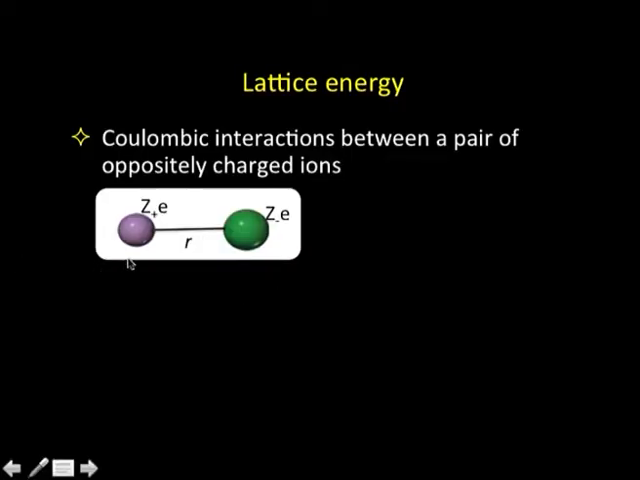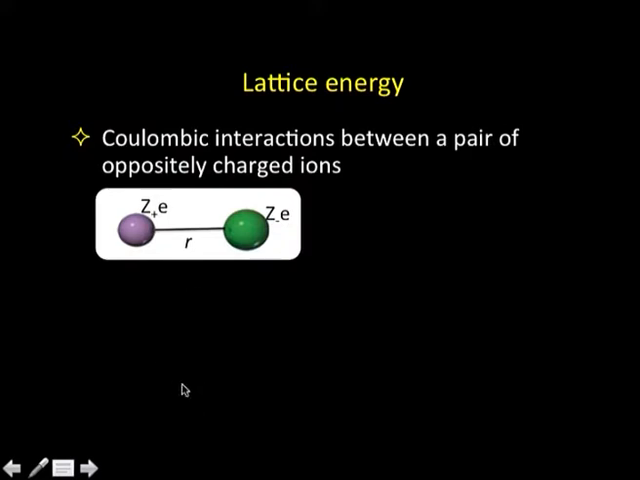Okay. Now, in order to understand this, we first try to see, suppose I have just one pair of oppositely charged ions, what is the interaction between them? Let us understand that first. Suppose I have two ions, one of Z plus charge and the other of Z minus charge. The two ions are separated by a distance r.